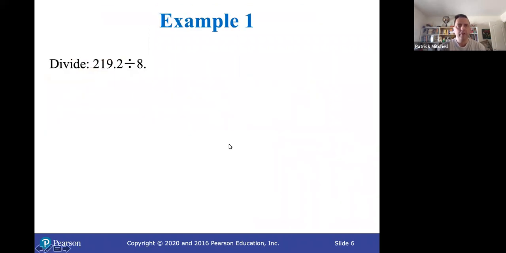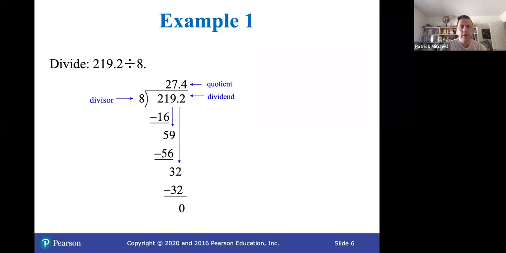All right, so here's the first official example. We're dividing 219 2/10 by 8. All right, so here it is all set up. First thing I'm going to do is 8 into 21 goes 2 times. 2 times 8 is 16. 21 minus 16 is 5. Bring down the 9. And then I go 8 into 59 goes 7 times.